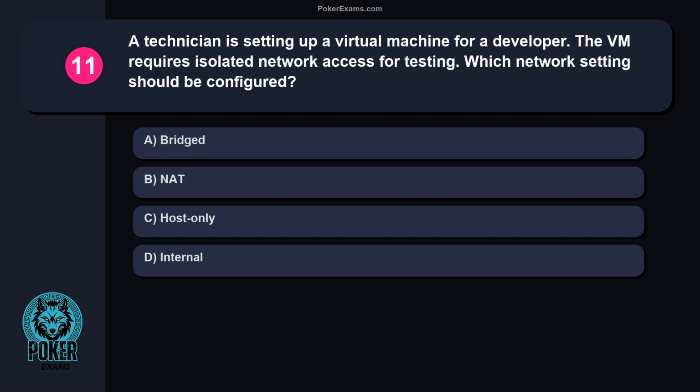Question 11. A technician is setting up a virtual machine for a developer. The VM requires isolated network access for testing. Which network setting should be configured? Bridged, NAT, host only, internal.